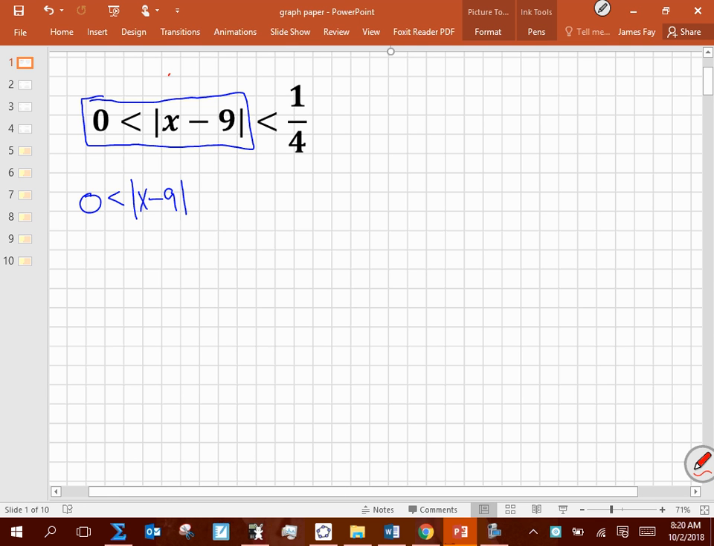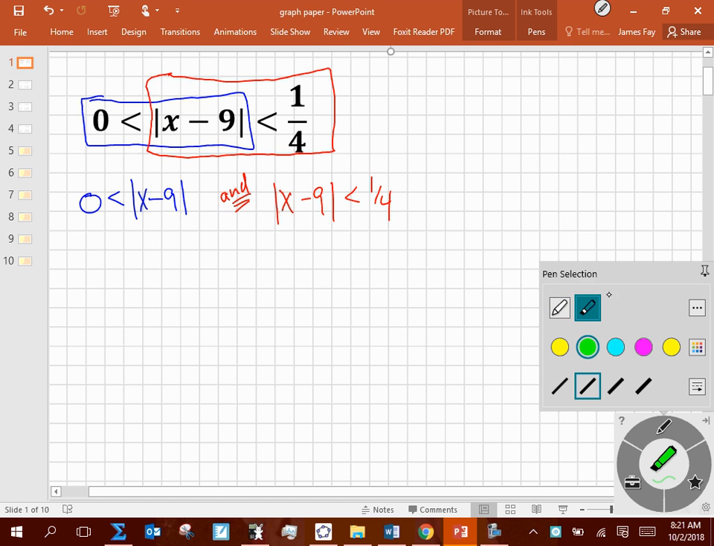And we have to realize then that this is another inequality. So we get the absolute value of x minus 9 is less than 1/4. Okay? And because of the type of statement it came in, remember, when we read this, absolute value of x minus 9 is greater than 0 and less than 1/4. So this is an and statement. Is that okay with everybody? And I'm actually going to highlight that, because that is the statement that dictates our final answer.